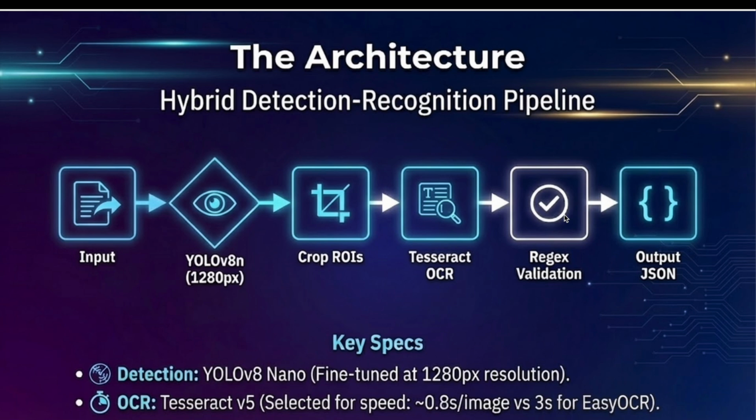The two key choices here: I chose YOLO V8 Nano for its lightweight architecture, only 3 million parameters, making it suitable for production deployment. And critically, I selected Tesseract over EasyOCR because Tesseract processes images in about 0.8 seconds versus 3 seconds with slightly improved accuracy.